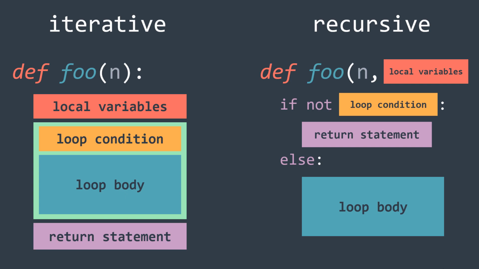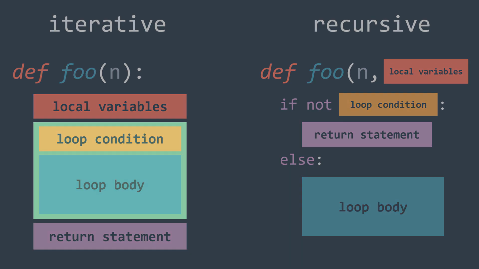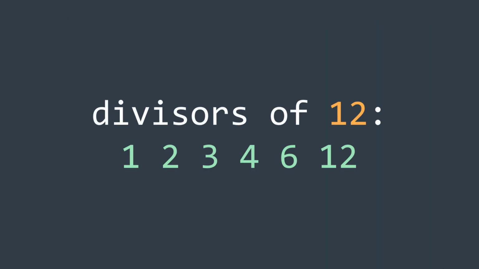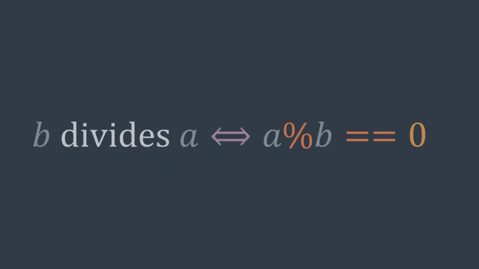Let's see an example. We want to get the number of divisors of a strictly positive integer n. For example, 12 has 6 divisors: 1, 2, 3, 4, 6, and 12. We can know if b divides a by checking if a mod b is equal to 0. And what we're gonna do in our iterative function is that we will loop over integers from 1 to n, and if n mod i is equal to 0, we increment count. It means that we found a new divisor.